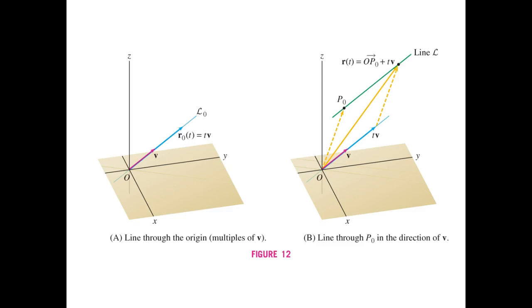So what you do is take your representative vector, which is the TV, and add it to that point there. And that basically gives you your parametric equations for that line, lambda or L or whatever you're calling it. Okay.